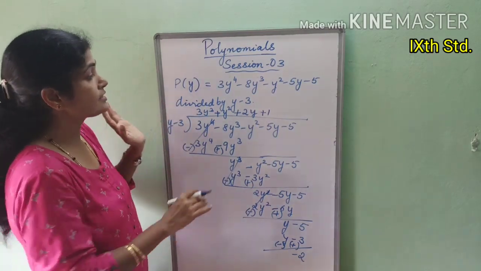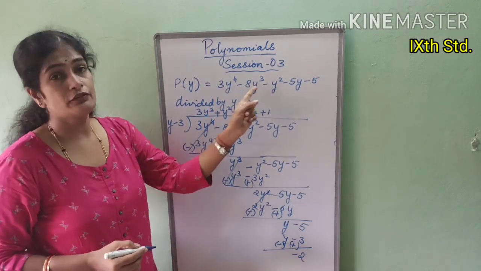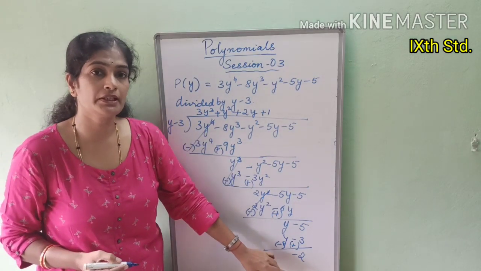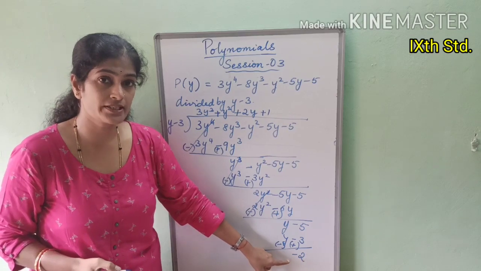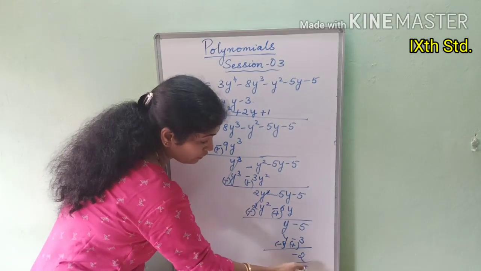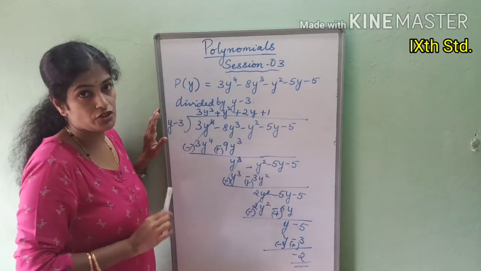That means you can say that this y minus 3 is not a factor of this polynomial. If it is a factor, then it should be completely divisible and the remainder should be 0. Since here the remainder is not 0, we can conclude it that way. This is minus 2 we have got. To get the remainder minus 2, we have done this long division process.